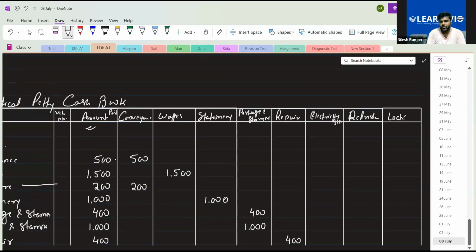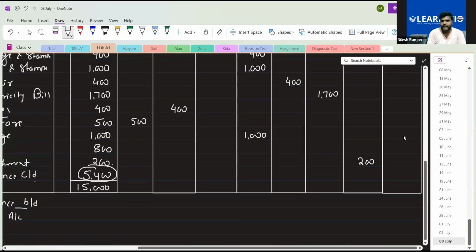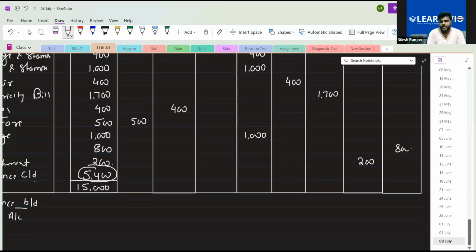Locks 800. Tell me, is this clear? We have to create a separate column for every type of expense. Is that clear?